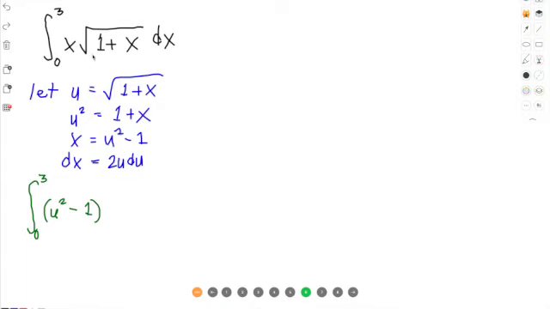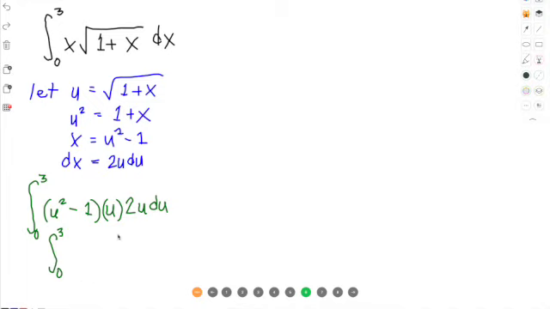This is 1 plus the square root of 1 plus x, which is u, so multiplied by u, and dx is 2u du. Okay, so combining all of this, our equation is the definite integral from 0 to 3 of this, which would be u squared, u cubed, and u to the fourth.